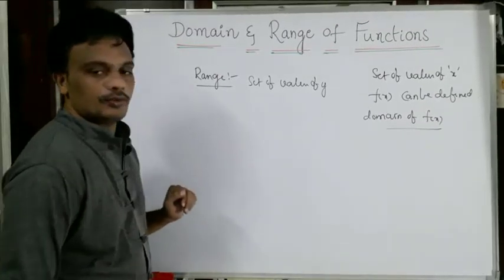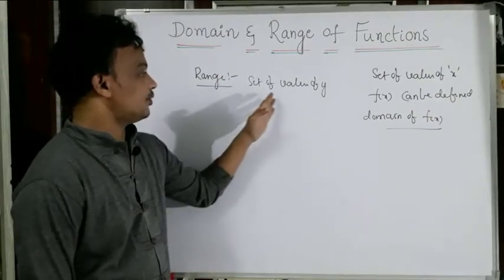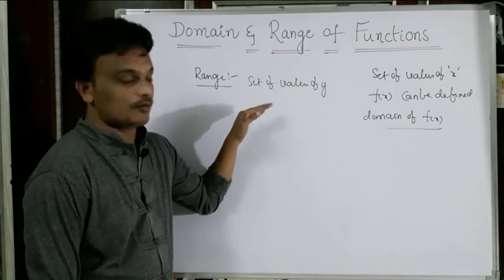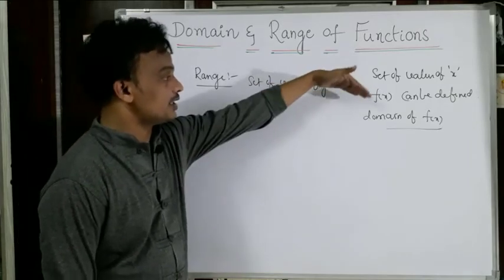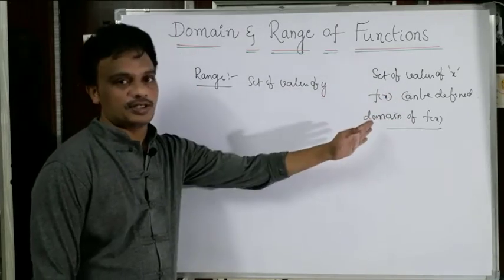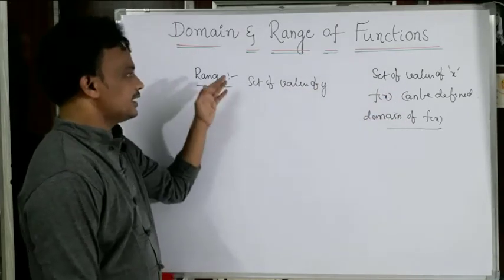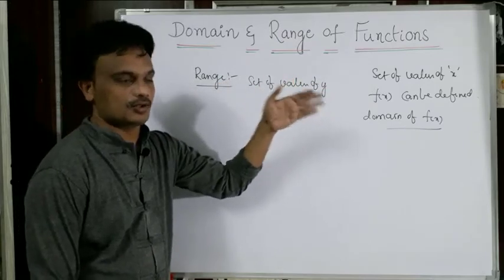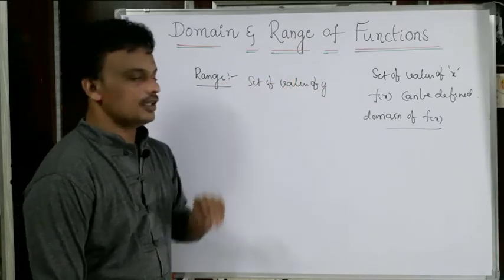So, what is the range of a function? The set of values of y for which the function can be defined. For those values of x, the function gives some results. So, that set is called the range.